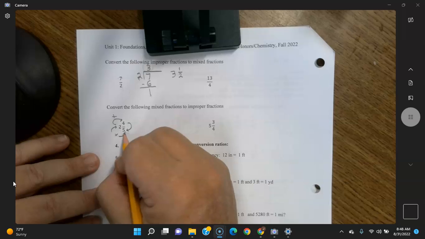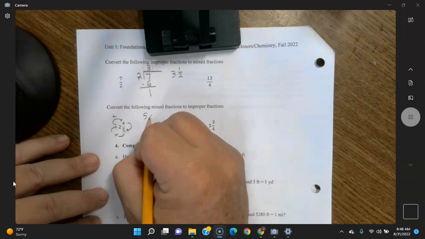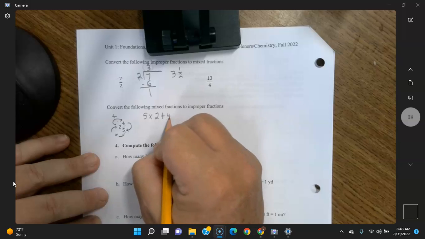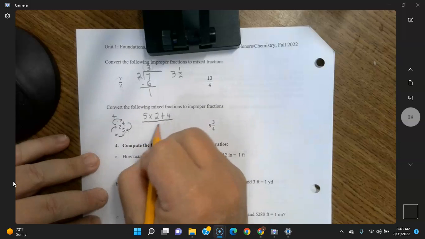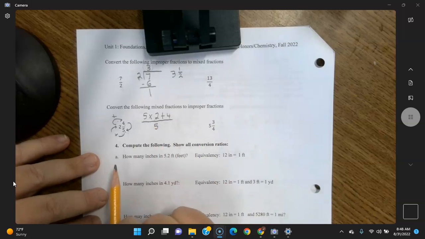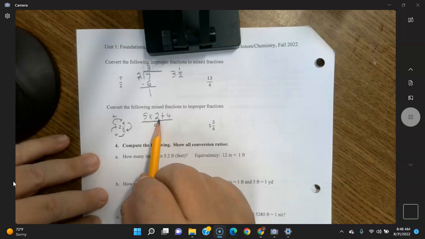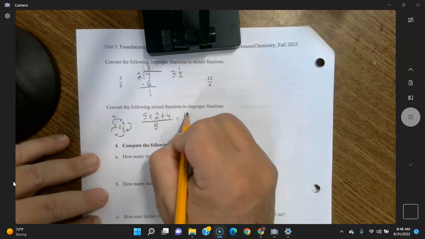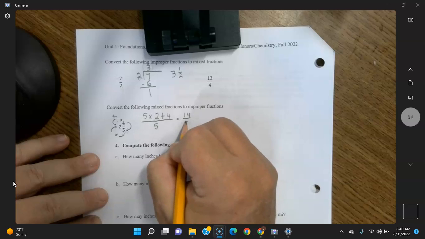Okay, so let's do that. 5 times 2 plus 4. And then you put all of that over 5. PEMDAS tells you that you should do the multiplication first. So 5 times 2 is 10, plus 4 is 14 over 5. So the answer is 14 over 5.